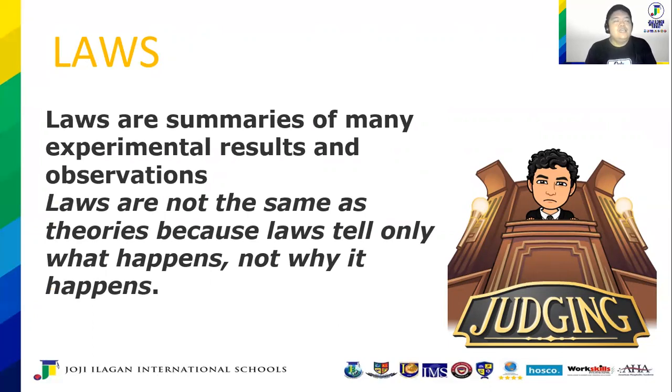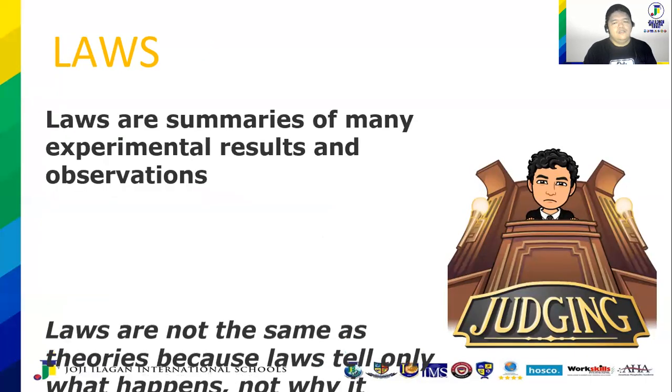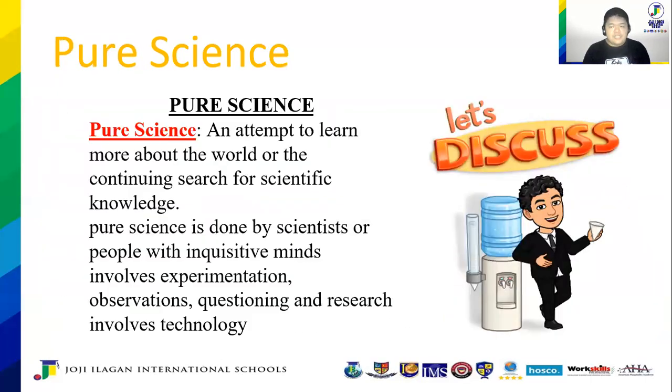And a theory can be disproved, like the theory of relativity of Albert Einstein. Later on, someone may disprove it, if it is proven that it is not true. Alright? So next, there's also the discussion of pure science versus technology.